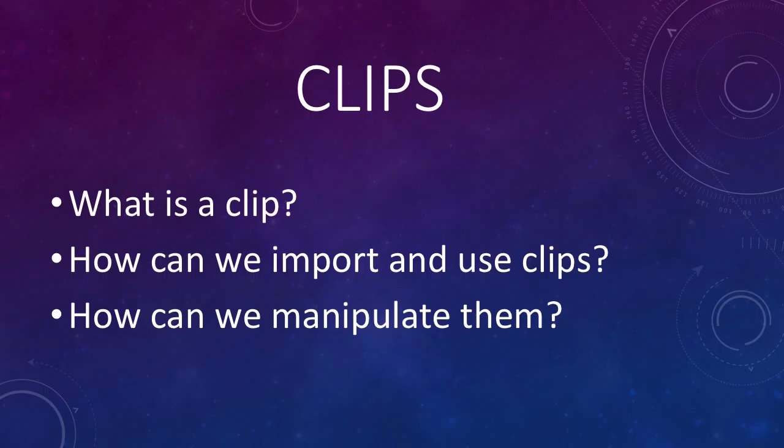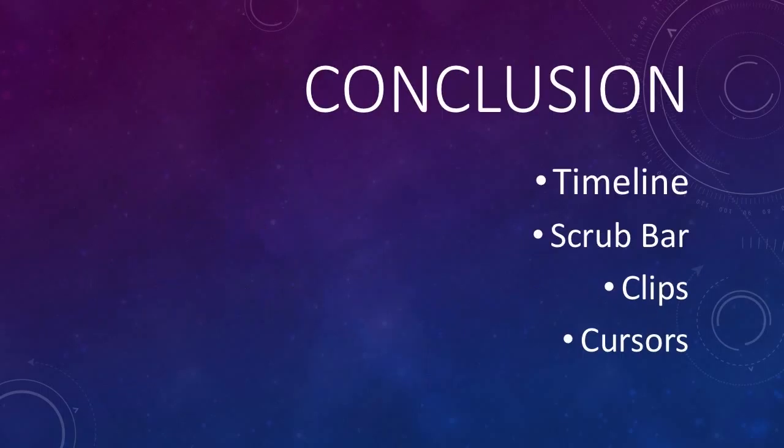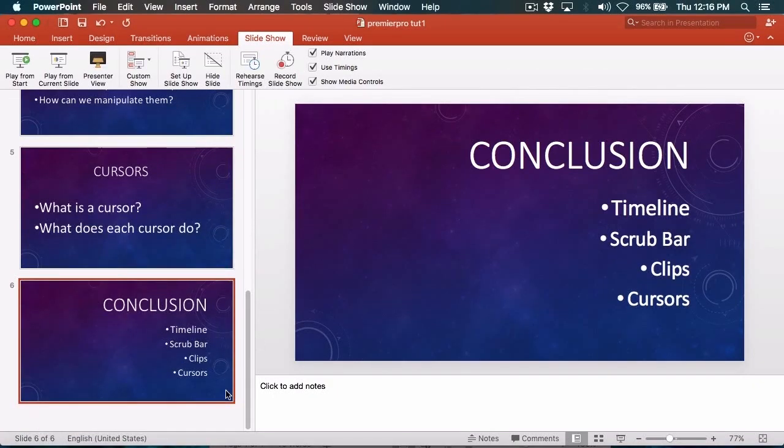So next on the list is clips. So what is a clip? We'll go over that, and then how can we import and use clips, and how can we manipulate them. And by manipulate I mean things like cutting and sizing and making the speed different. We'll go over things like that. And then we'll go over cursors. What is a cursor? What does each cursor do? It'll be really nice to understand everything on this list because after all it's all very important.